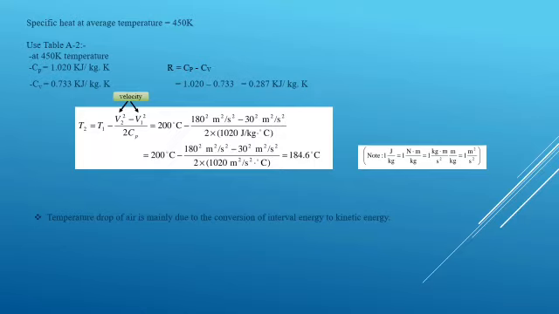Okay, this is the formula: T2 equal to T1 minus (V2 squared minus V1 squared) over 2C. V stands for velocity. So we will obtain the temperature, which is 184.6 degrees Celsius. Temperature drop of air is mainly due to conversion of internal energy to kinetic energy.